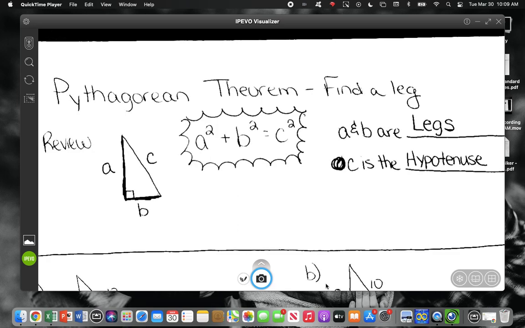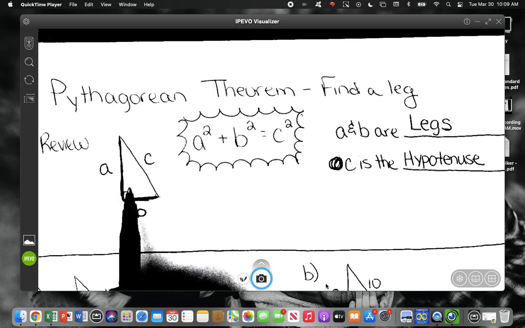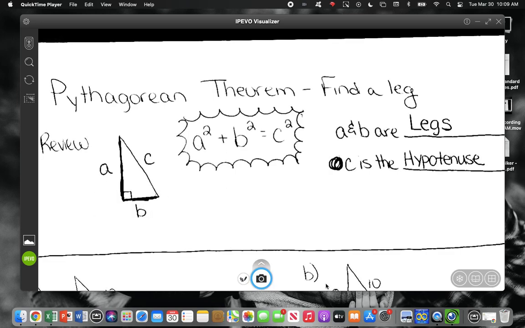But today, I will give you the hypotenuse, and I will give you one of these legs, and we're going to do some work to solve for that.